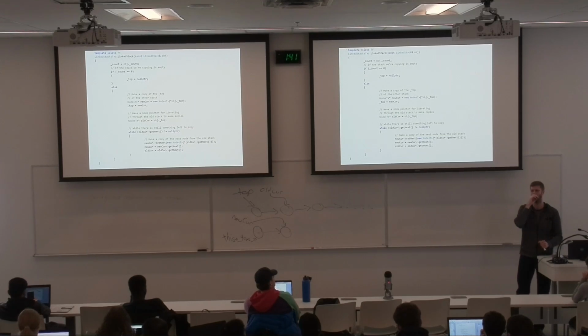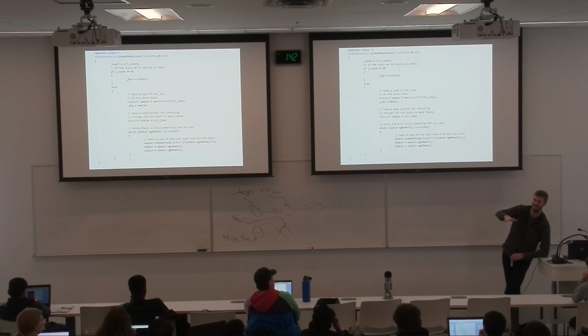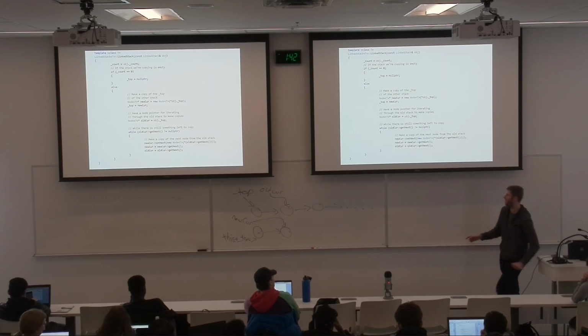Yeah? Is it not shallow, not deep, but kind of in between? You have two pointers to the same thing. It's not like they're both pointing to the same thing. You have a copy and then you have the original. Yeah. But they're both pointing to the same thing.